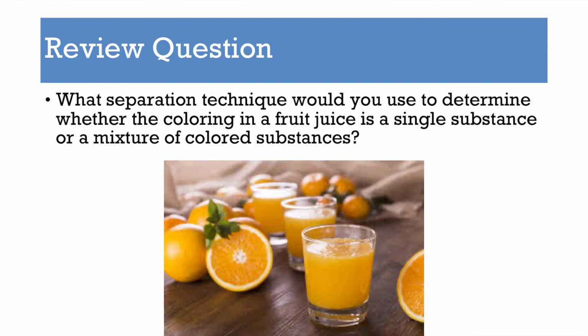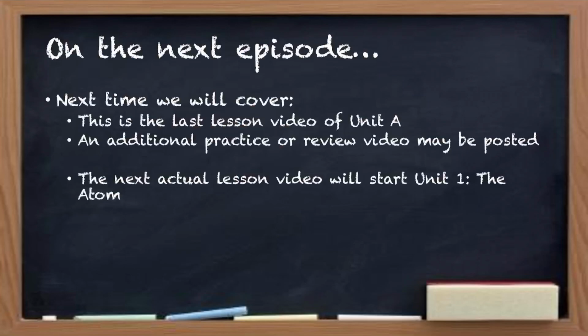And lastly, what technique would you use to determine whether or not the coloring, so we're talking about food dye, is made up of a single substance or a mixture of a bunch of different colored substances? So how do you separate dyes? If you said chromatography, that is correct. Great job.